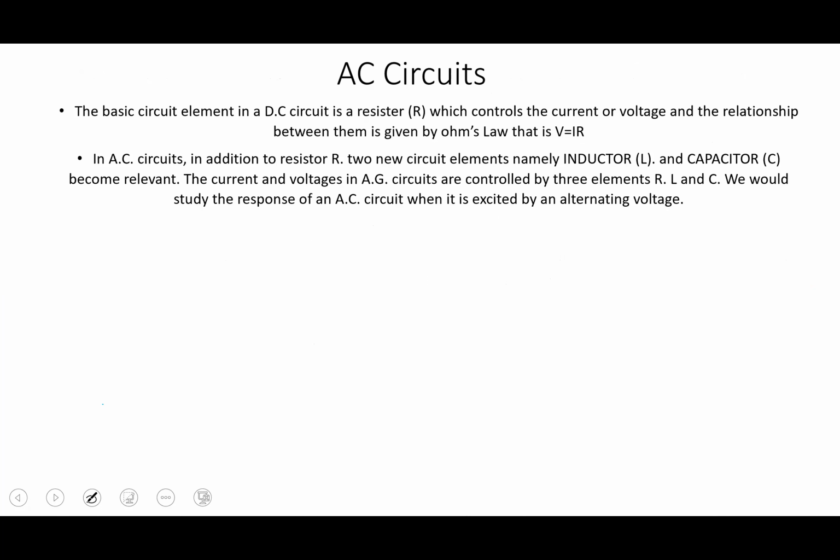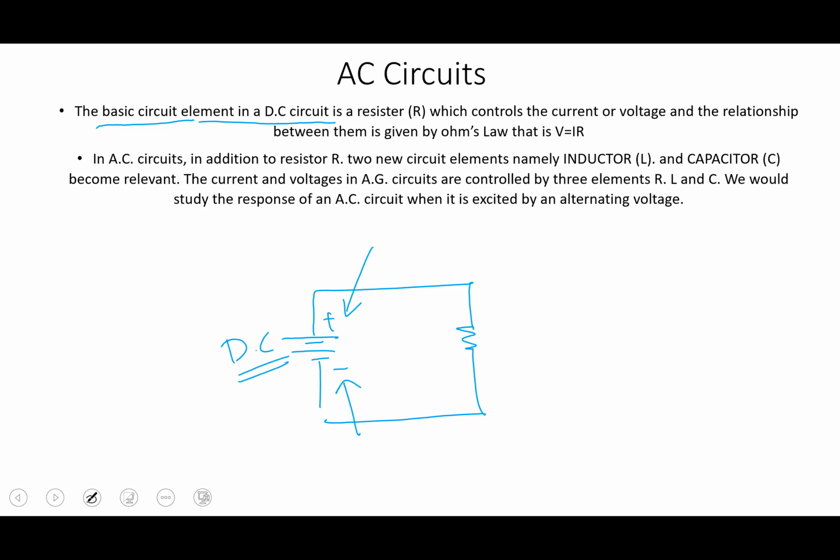Keeping that in mind, the base circuit elements in DC circuits are those circuits which do not change their polarity. That means the terminals are not changed. They are constant throughout the experiment. And this movement of current is known as DC or direct current.